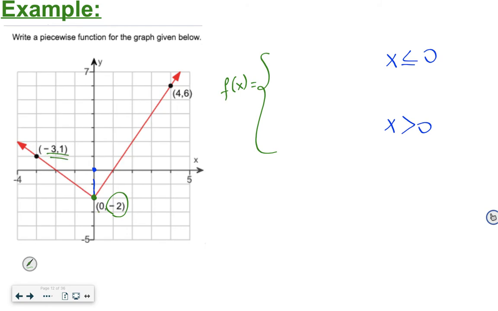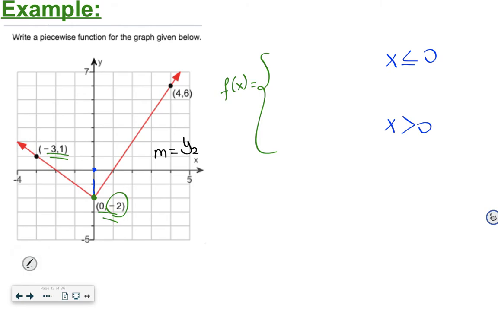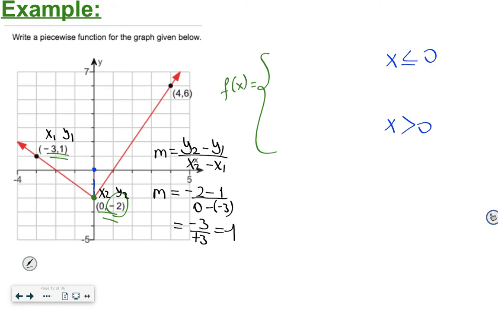These are 2 points which are given to you. Slope is y2 minus y1 over x2 minus x1. If we substitute the values, let's say this is x1, y1, and this is x2, y2: -2 minus 1 over 0 minus -3. From here, you will get -3 over positive 3, which is equal to -1. So your equation will be -x plus -2, which is -x minus 2.